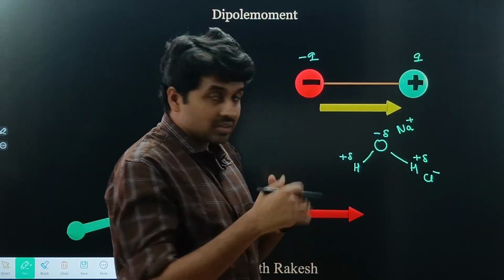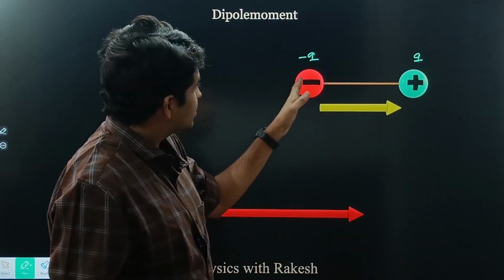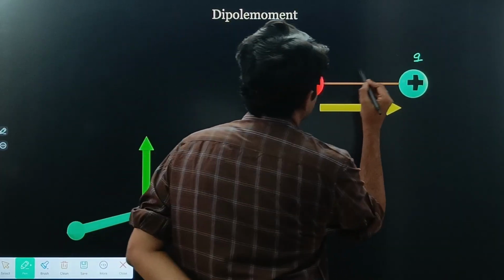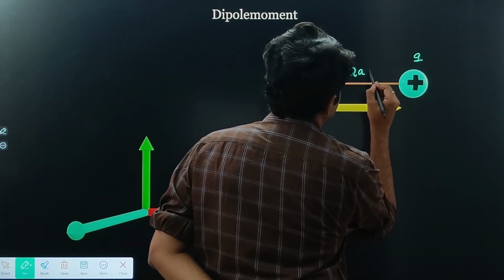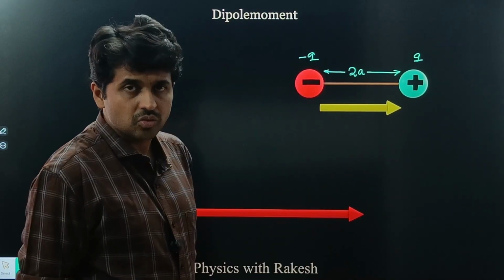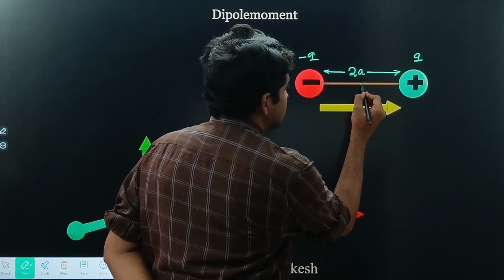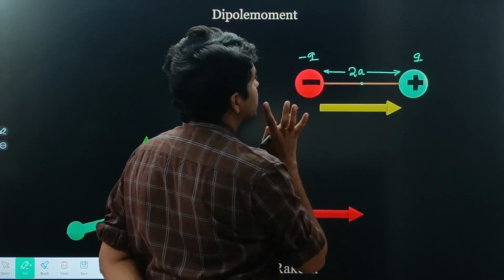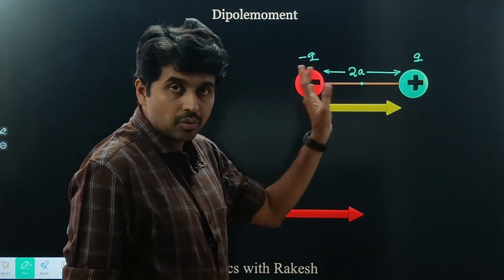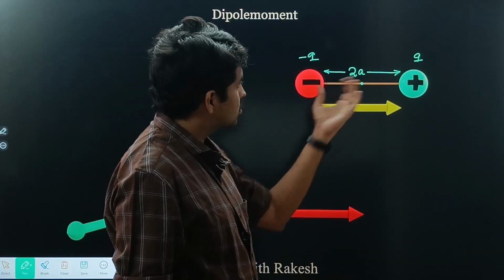Okay, so let us move further and see what is dipole moment. So we discussed there is a minus q, plus q separated by some distance. Let us say this is 2a. Why 2a? In standard textbooks it is given like this, so we take it like that. Okay, so from the center this charge is at a, from center this charge is at a, so separation is 2a.